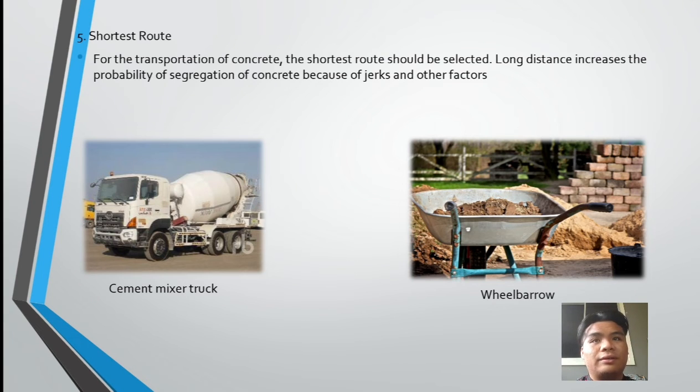Number 5, shortest route. For the transportation of concrete, the shortest route shall be selected. Long distance increases the probability of segregation of concrete because of jerks and other factors.